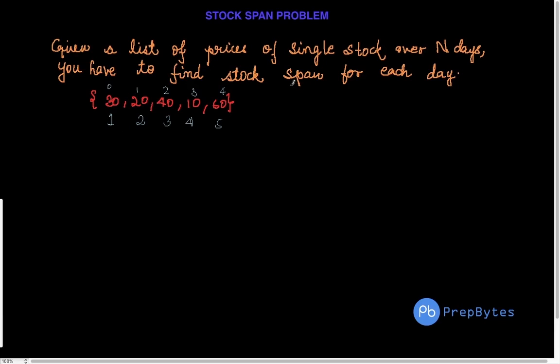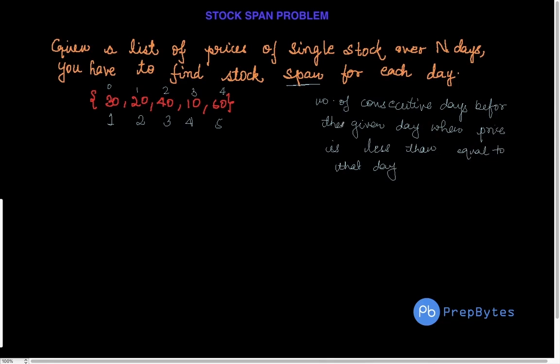Now the question is obviously, what is span? Span is the number of consecutive days before the given day when the price is less than or equal to that day's price. Apart from that, since there is no prior day to the first day, we will have the span as 1, and for all the days which do not have any prior day with a value less than or equal to that day, the span will be 1 by default.